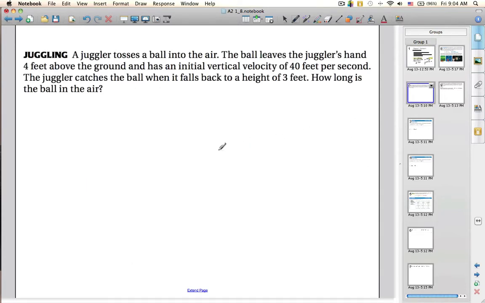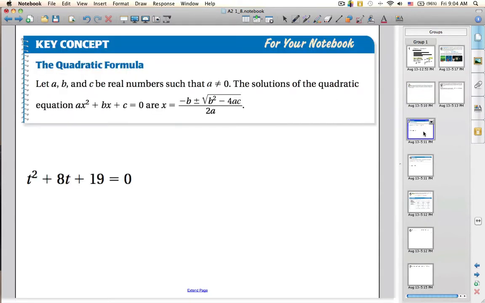Again, talking about problems that we might solve using the quadratic formula or modeling with a quadratic function. Here's a problem about throwing an object into the air. A juggler is going to toss a ball in the air. The ball leaves the juggler's hand 4 feet above the ground, with an initial velocity of 40 feet per second. The juggler catches the ball when it gets back down to 3 feet, so a foot lower than where he threw it from. How long does it take for the ball to make that journey? When we get to the end of this section, we'll go through solving this problem. Before we get there, let's take a look at some of these ideas.